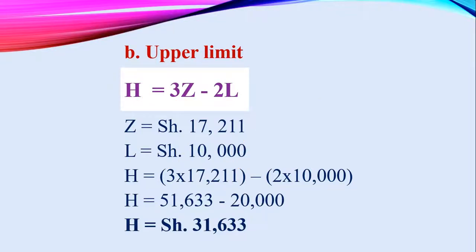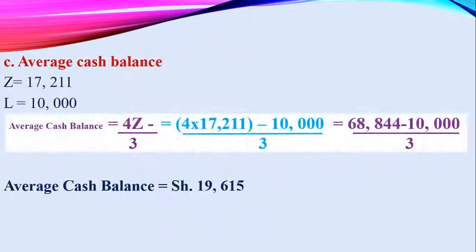So when you work that out, you're going to get 51,633. You less 20,000 to get 31,633, which is our higher limit. That is our H. Part C, you are asked to get the average cash balance.